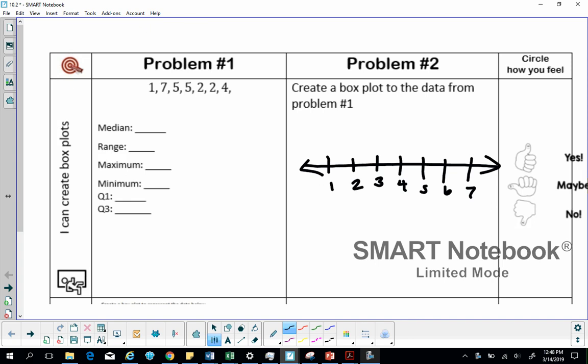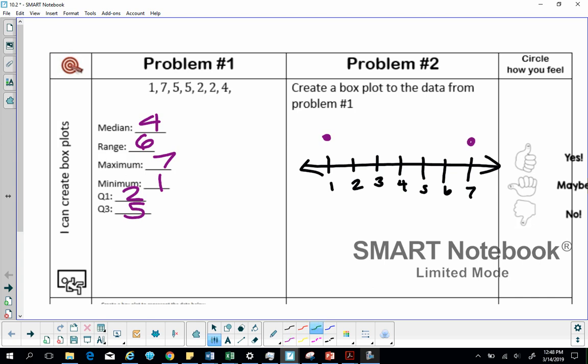What was the median? 4. What's the range? Max. Min. Q1. Q3. Does anyone need me to go over that? No. Cool. All right, so your min, remember you put a dot at your min, which is 1, a dot at your max, which is 7, and then we use these lines.